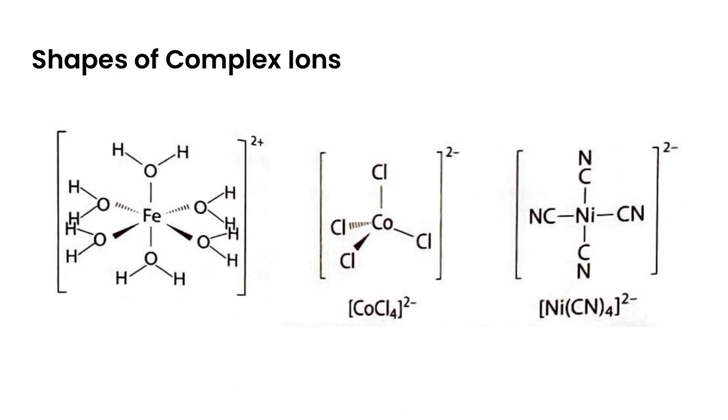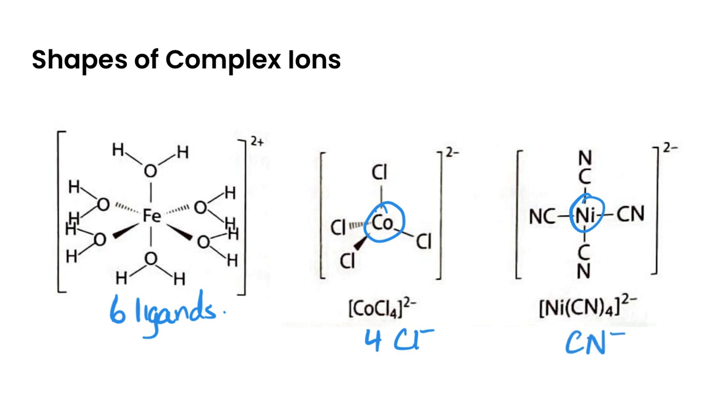So the Fe2+ forming a complex ion with 6 ligands of water here is one example, but here are a couple of other examples. We have cobalt in the middle here, surrounded by 4 ligands of Cl-. We also have nickel here, surrounded by 4 ligands of CN-.